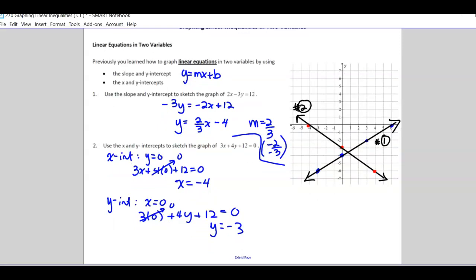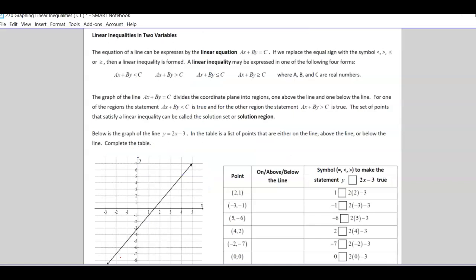So let's look at linear inequalities. So remember inequality signs. That's something like less than, less than or equal to, greater than, greater than or equal to. So the equation of a line can be expressed by the linear equation. You can replace the equal sign with one of those symbols, and a linear inequality is formed. So it can be expressed in one of these forms. By forms, we're just talking about the inequality symbol.